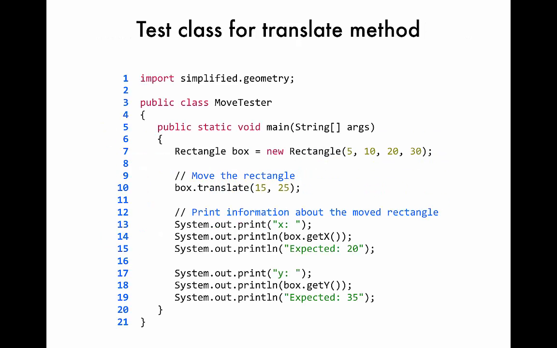Here's a class that's constructed to test the translate method. Its main method creates a Rectangle object named box and makes sure that the rectangle is repositioned correctly. Notice that Java uses the keyword new to create the new Rectangle object.